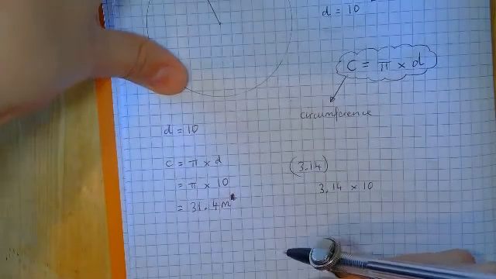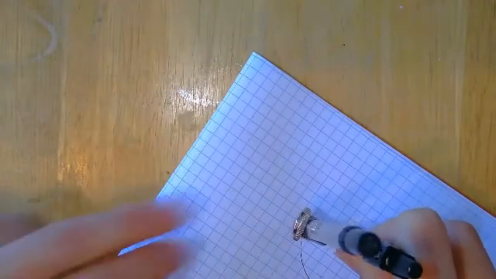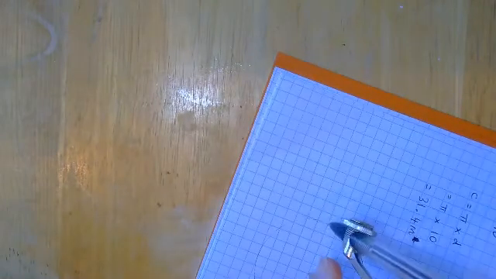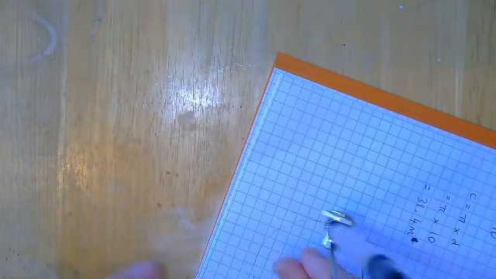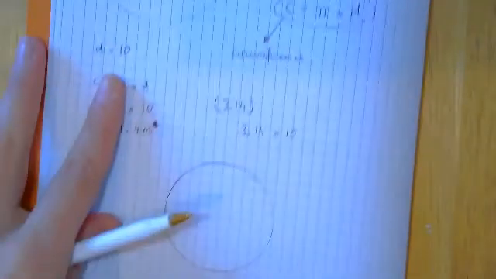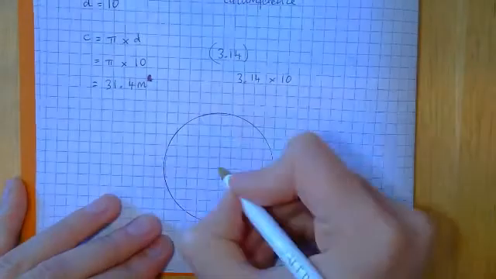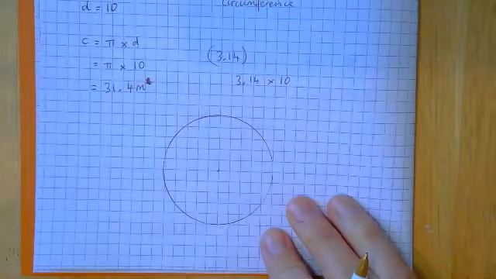Let's see if I can go all the way through this without saying something wrong. So I'm going to try and draw another circle. What's the chance of that going right, eh? Let's have a look. Oh dear. Oh no, got away with it. Got away with it. Right, there's my circle.